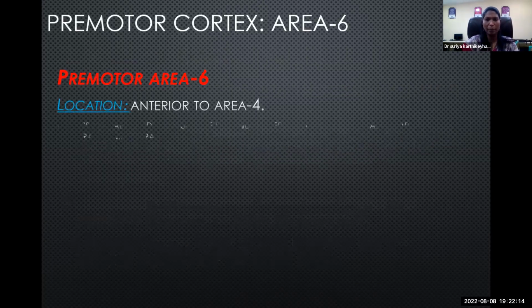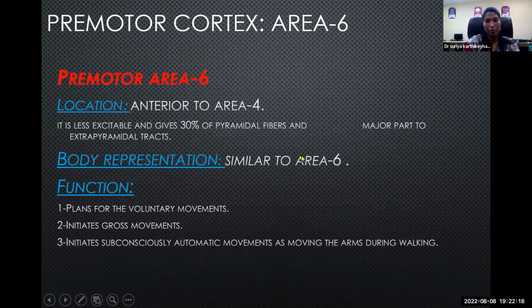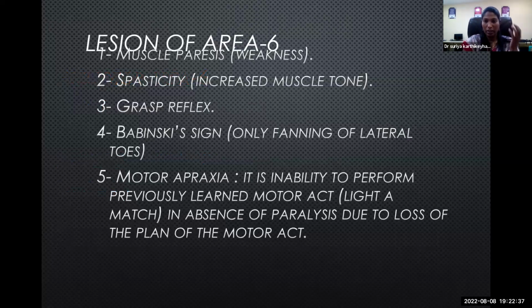And then coming to area number 6, that is the premotor area. It is similar to area number 4, it has body representations. It mainly plans the voluntary movements. If I have to do this movement voluntarily, I have to have planning. That planning will be done by the premotor area. In front of the motor cortex, I have a premotor area that will be planning all my movements. If the lesion happens, what happens? There will again be weakness, grasp reflex, and Babinski's sign, all positive.